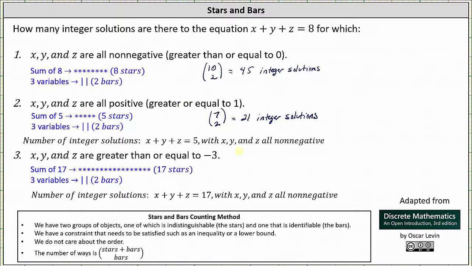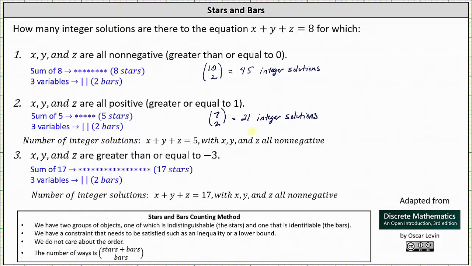Another approach would be to form a new equation where x, y, and z are all non-negative that would have the same number of integer solutions to the original equation when x, y, and z are all positive. So if we wanted to change the restriction so that x, y, and z are all non-negative, meaning greater than or equal to 0, we would subtract 1 from x, subtract 1 from y, and subtract 1 from z, and therefore x, y, and z would all be non-negative. But that results in subtracting 3 from the left side of the equation, and therefore we'd have to subtract 3 from the right side, and notice 8 minus 3 is equal to 5.